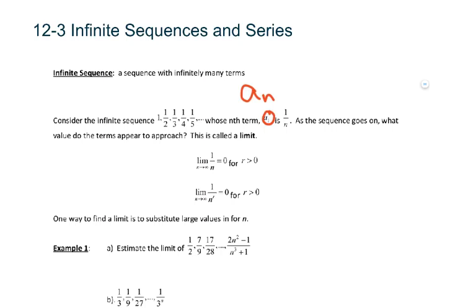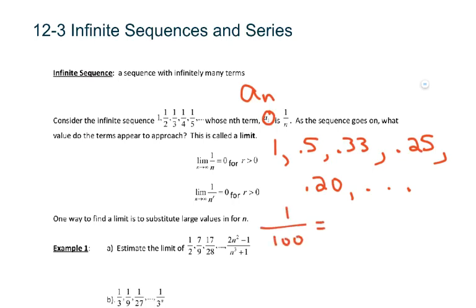If we look at this in terms of decimals, it's a little bit easier to recognize. So you have 1, 1/2 is 0.5, 1/3 is approximately 0.33, 1/4 is 0.25, 1/5 is 0.20. Well, what's happening to those decimals? They're getting smaller. And how small are they going to get? Well, if you think about a term somewhere down the road, like 1 over 100, you're going to get 0.01. Or 1 over 1,000 is going to be 0.001.